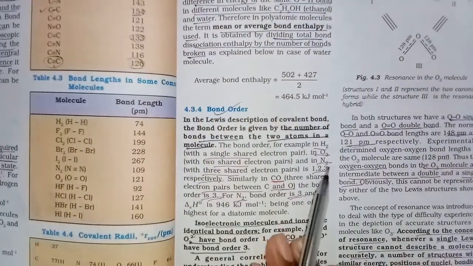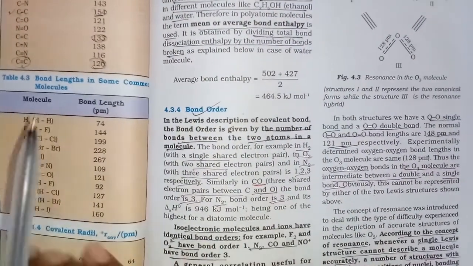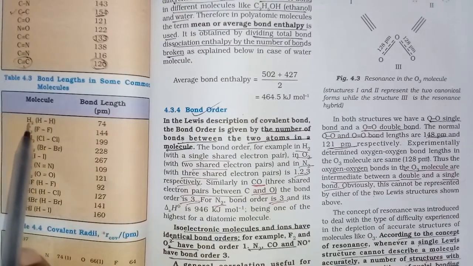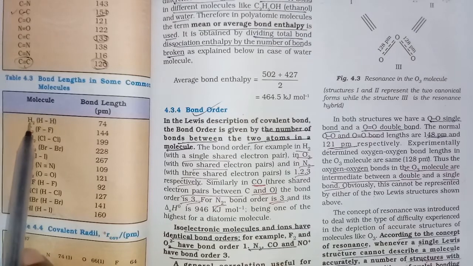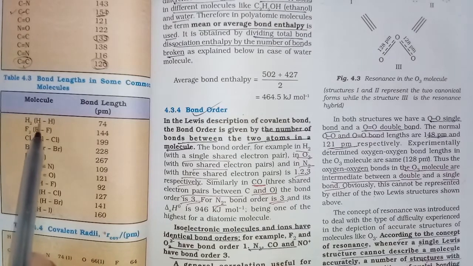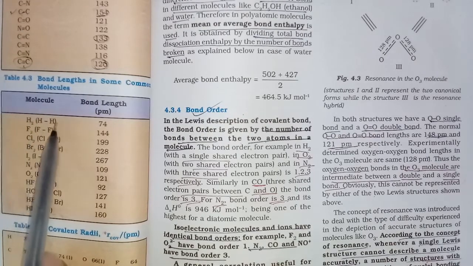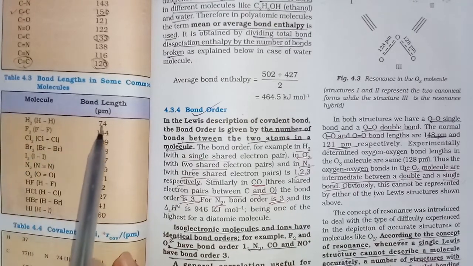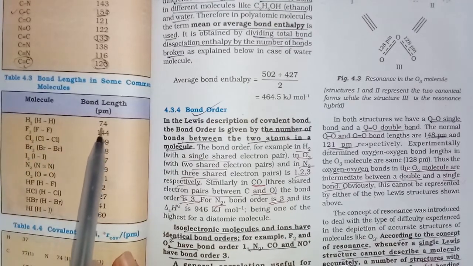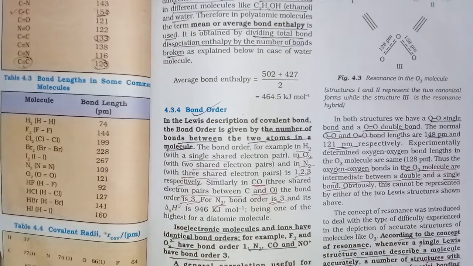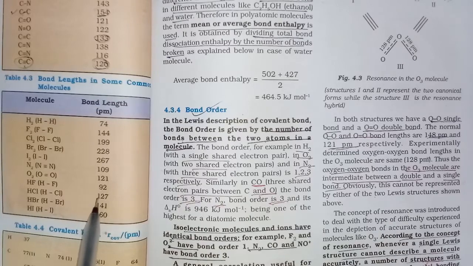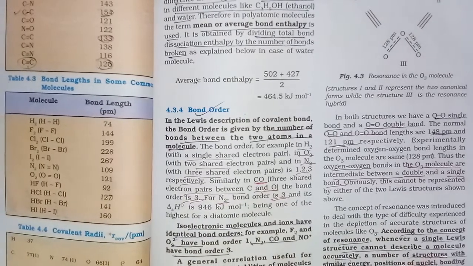Second, bond length in some common molecules. Like the hydrogen molecule: between two hydrogen atoms there is a single bond and its bond length is 74 picometer. And for HCl, its bond length is 127 picometer.